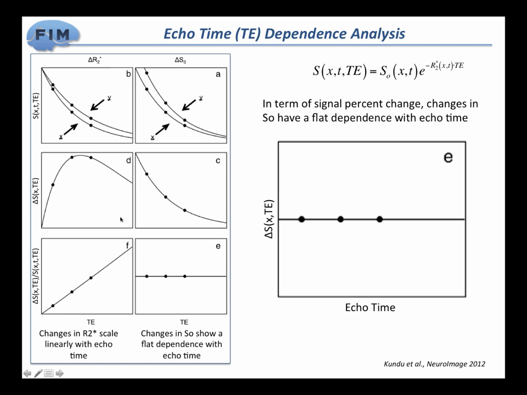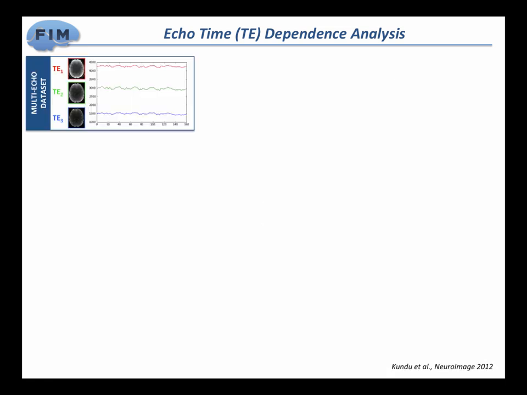That's the key to the whole echo-dependent analysis. The signal fluctuations that are related to changes in T2 star will show a linear dependence with echo time, while signal fluctuations that are due to changes in S0, and therefore usually artifacts, will have a flat relationship with echo time. And this is what we're going to explore for the rest of the analysis.